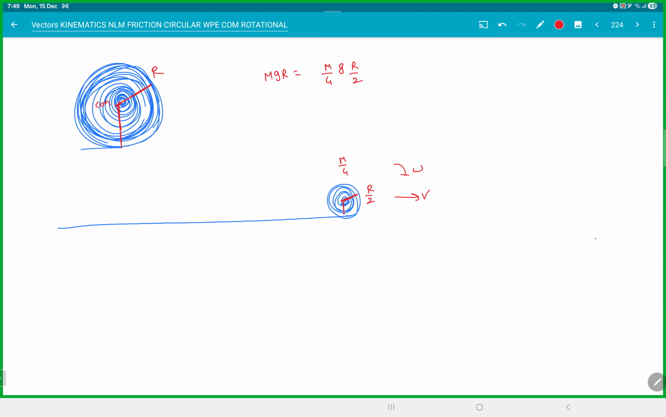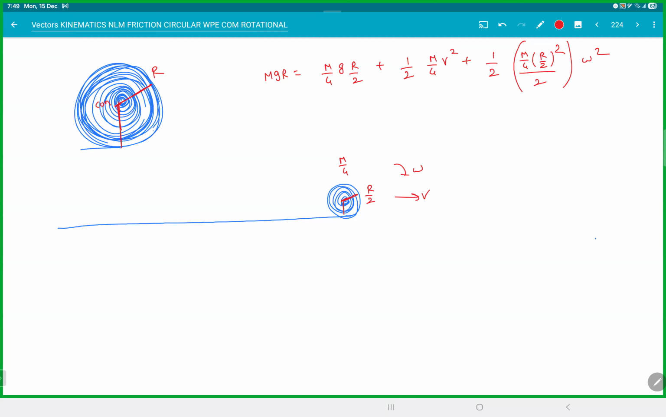It's a solid cylinder, right? So it depends on the area. Plus half mv square, but m has become m by 4, v square. Plus half I omega square. It's a solid cylinder, so it's mr square by 2, but m became m by 4 and R became R by 2, omega square. Please check that equation. The loss in gravitational potential energy is equal to rotational kinetic energy plus translational kinetic energy. And the mass of the R by 2 cylinder is M by 4. It's not the same mass.